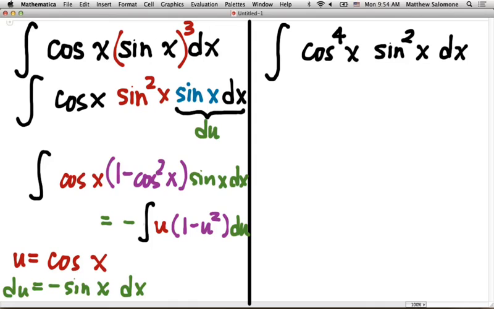Yeah. The negative, I just don't know that. Oh yeah, let's rewind for a second and talk about that negative. All right, so big finish. So this is going to be minus, what's the antiderivative of u times 1 minus u squared? Yeah, let's make it u minus u cubed.